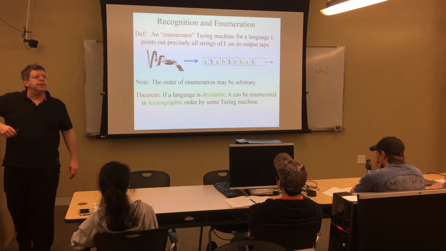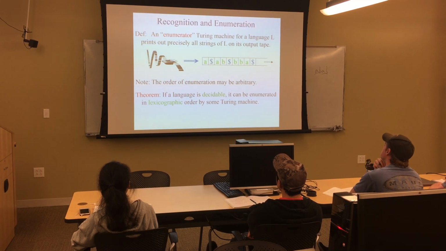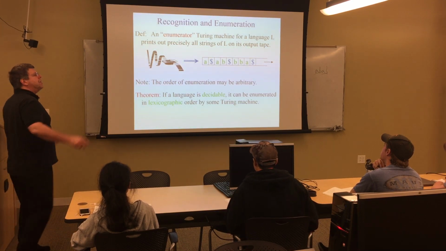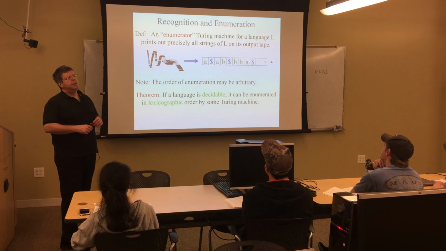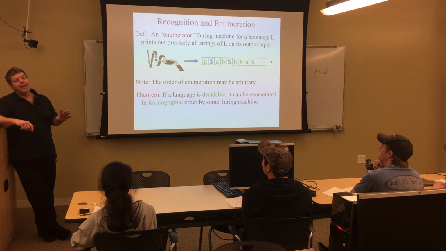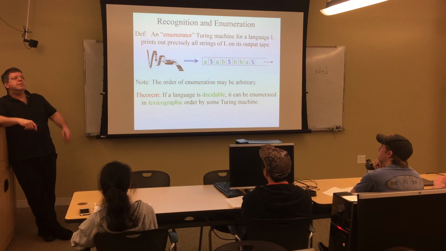How would you prove that? What's a proof for that? Why is it that if a language is decidable, it can be enumerated in lexicographic order and not just arbitrary order? Because Turing machines that halt cannot be enumerated in lexicographic order by size of machine or anything like that. It's impossible to do that. What do you say?